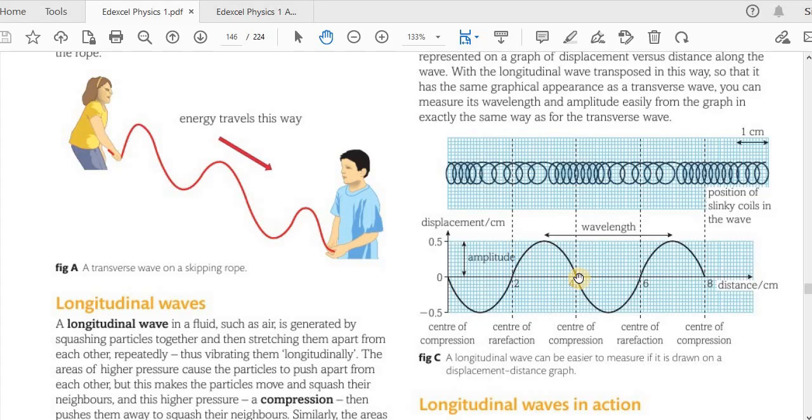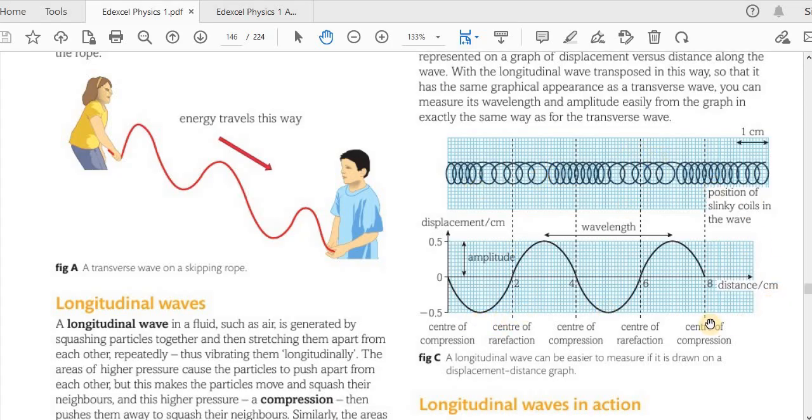At the center of the compression, the molecule or the particle, in this case the coil, has zero displacement, and even at the center of the rarefaction. So that part of the coil is neither stretched nor moving forward nor backward. It's in the middle of where it is supposed to be if the slinky was not disturbed. Then this point is where the coil is moved to the max, maximum to the left or maximum to the right. You can see here and here.